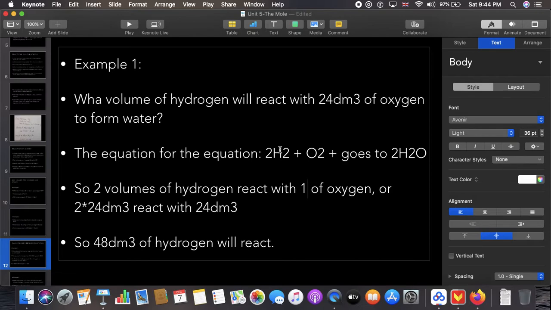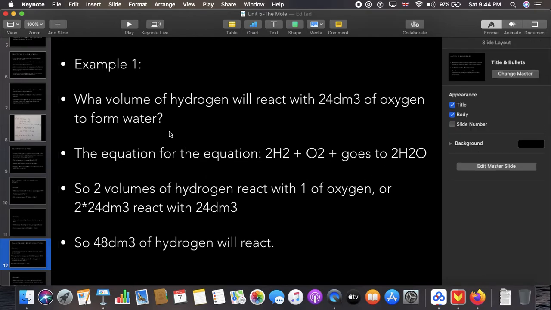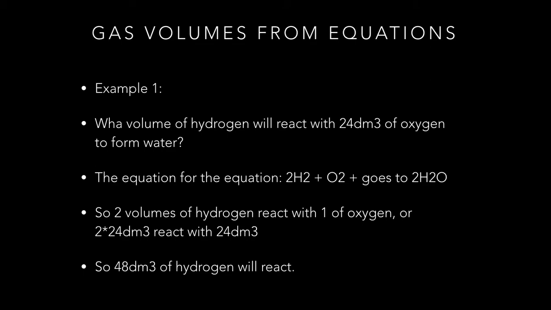The molecular mass of hydrogen is H2, and one hydrogen atom is 1 gram, so H2 is 2 grams. And respectively, you can find the mass of oxygen and water. And here's the calculation. So 2 volumes of hydrogen, which basically is 2 moles of hydrogen, react with 1 mole of oxygen. Or 2 times 24 dm cubed, which is 2 moles, react with 24 dm cubed of oxygen. So basically it is 48 dm cubed of hydrogen will react.